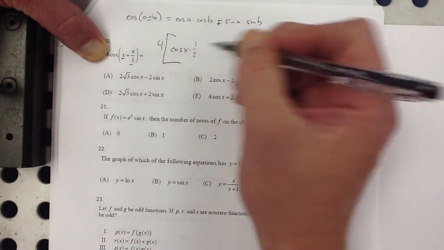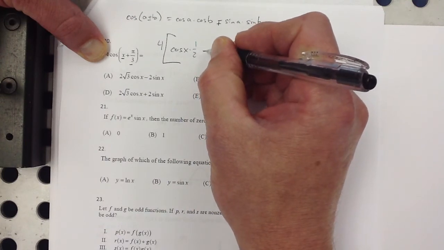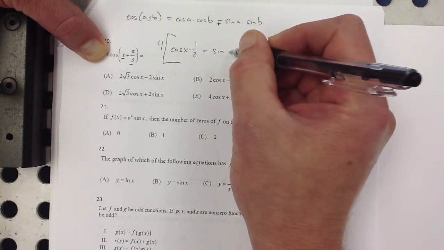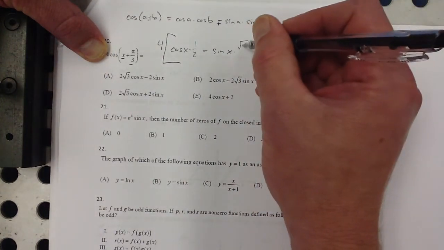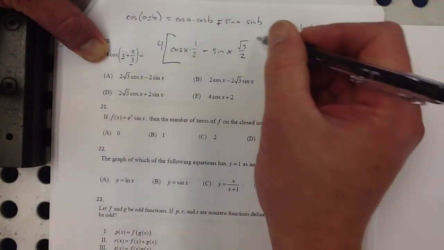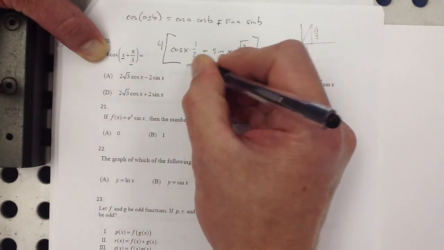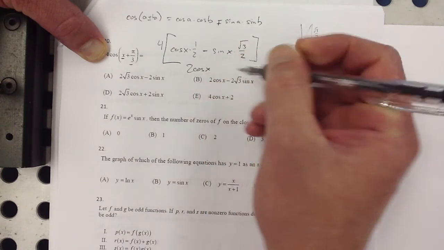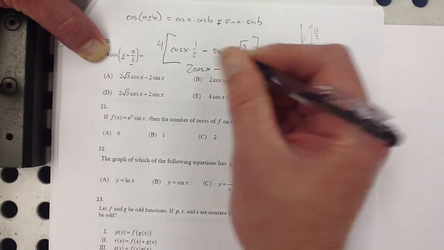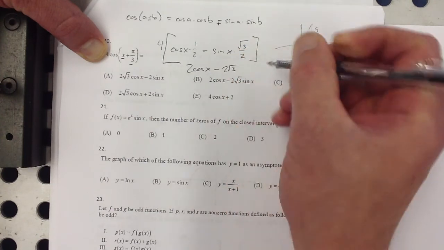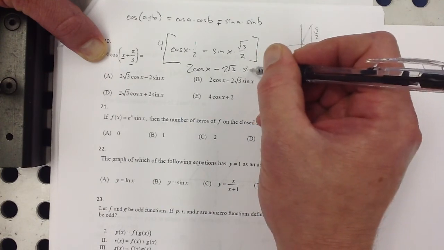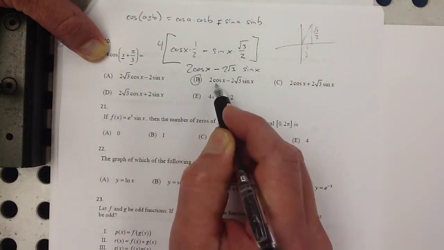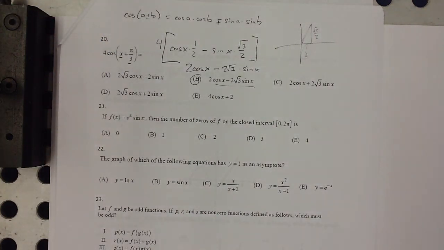So that gives me that minus the sine of x times the sine of pi over 3, which is square root of 3 over 2. And then distributing the 4, I would get 2 cosine x minus 2 square root of 3 times sine x. And that looks like B. So that's fun, don't you think?